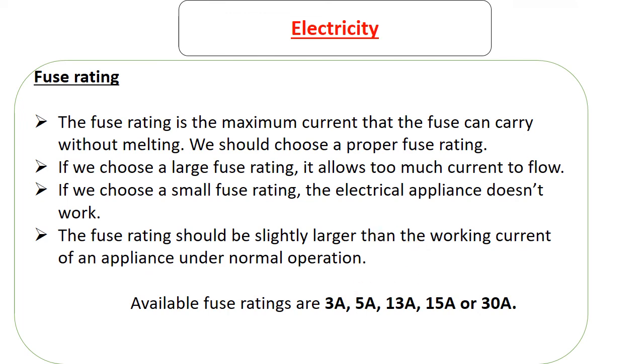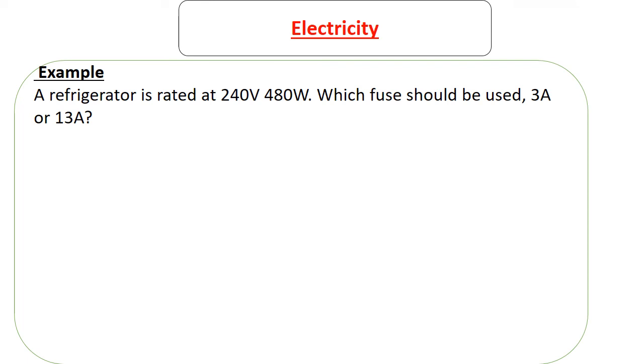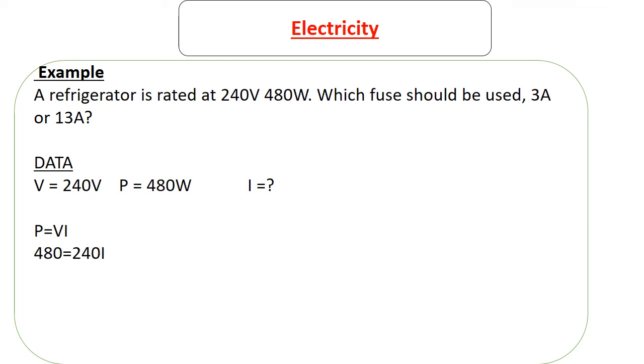Let's do an example. A refrigerator is rated at 240 volts, 480 watts. Which fuse should be used, 3 amps or 13 amps? They have given us the voltage and the power. Now we need the current. We use the formula for power, which is voltage times current. Here we solve for current. Power is 480, voltage is 240, current is I. We divide both sides by 240. When we do that, we get 2 amps. That's the current. So our refrigerator needs 2 amps.